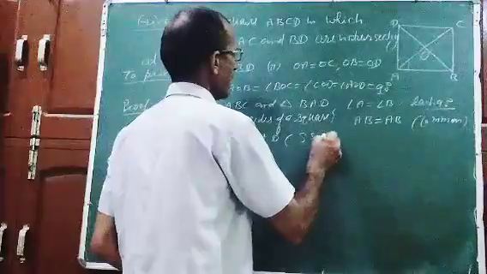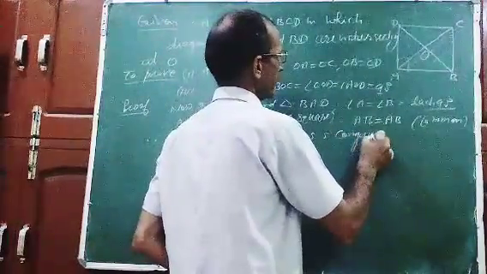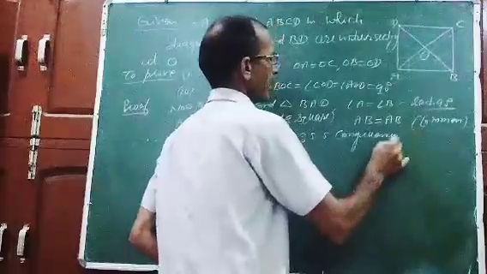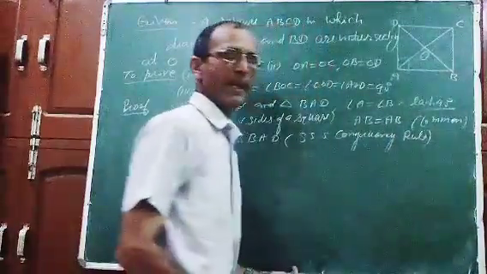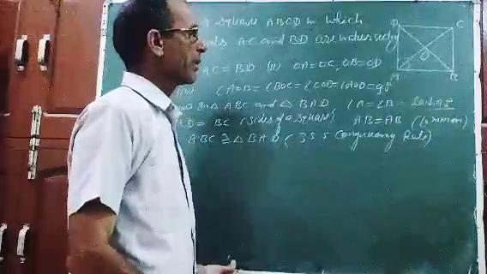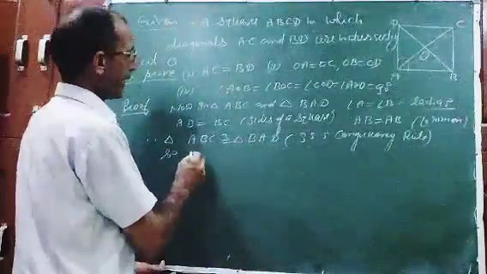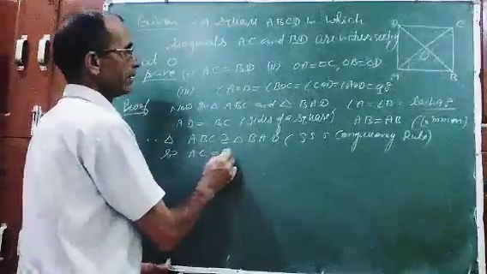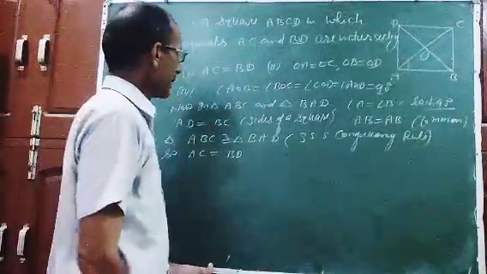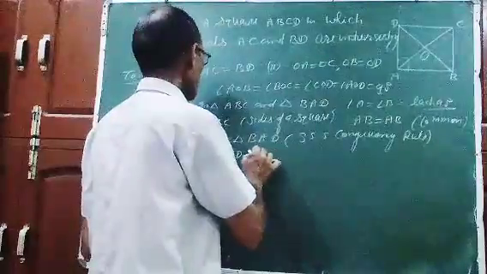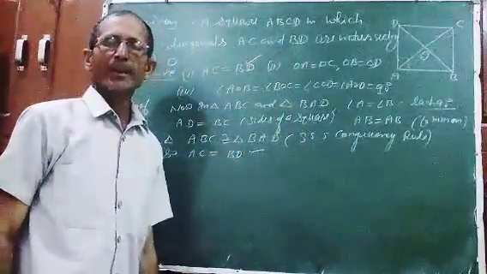by side angle side congruency rule. Triangles are congruent, therefore their corresponding parts will be equal. So AC is equal to BD. This is the proof of the first part. So the first part is proved. AC is equal to BD.